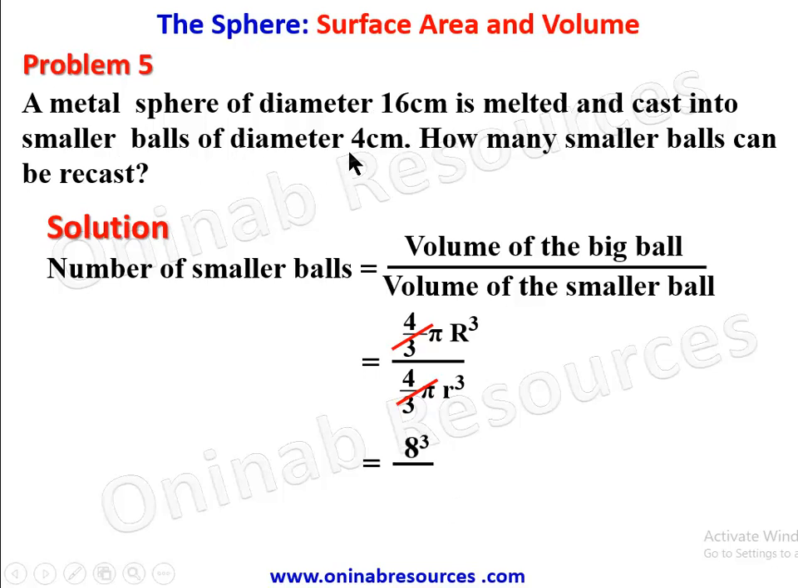And the diameter of the smaller one is 4 centimeters. So the radius will be 2 cubed. So if you look at this, 2 cubed is 8. It removes one of the 8s here. We'll be left with 8 squared. And that gives us 64 balls. So that's the end of solution to problem 5.